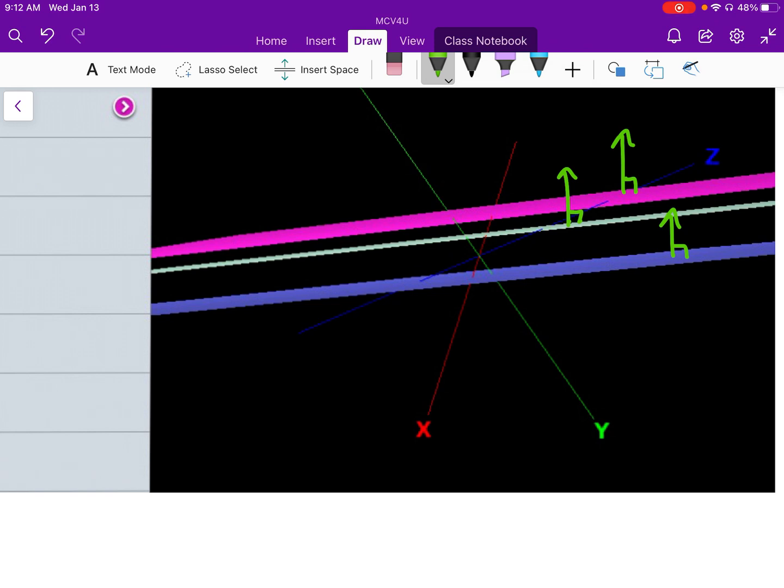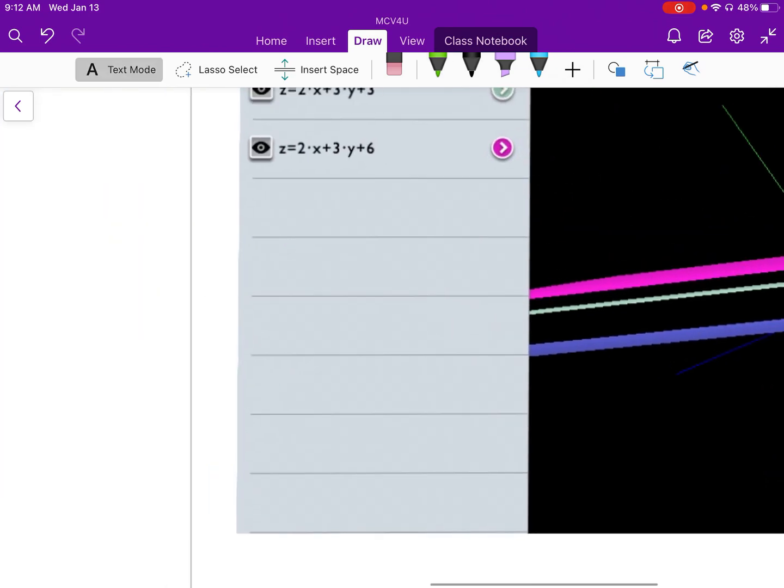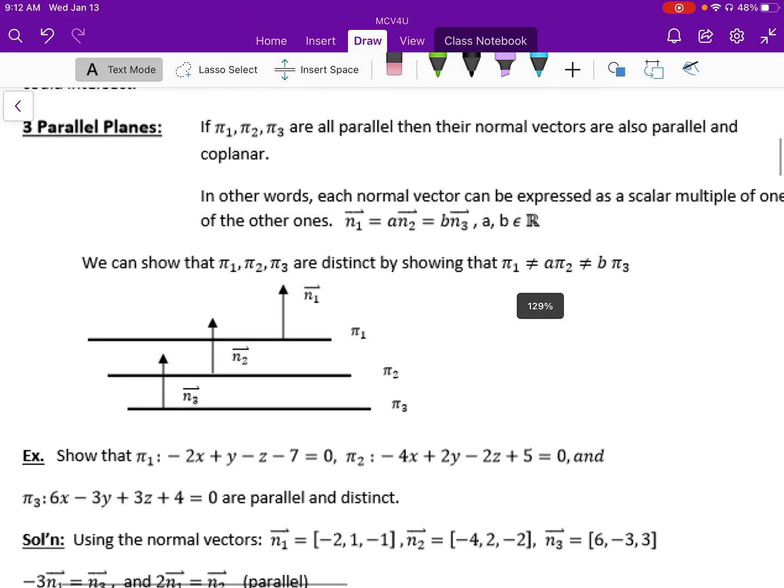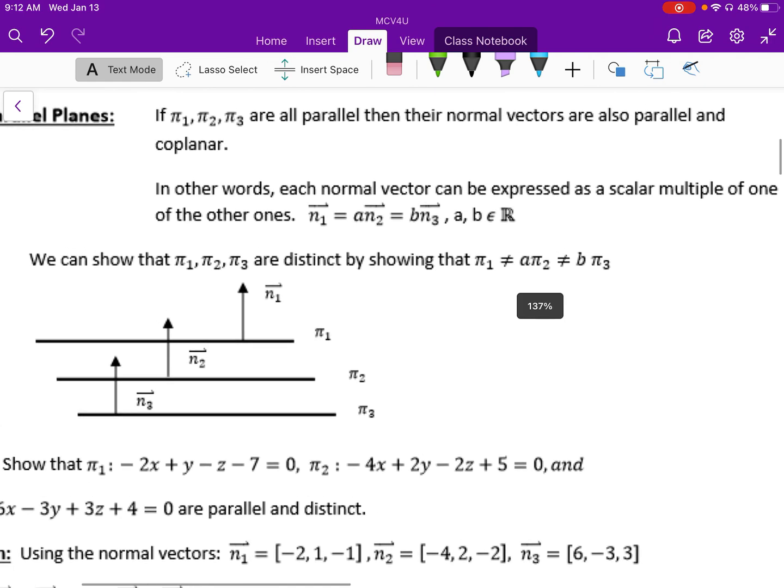Now, you notice for them to be distinct, the planes aren't the same. The d values of the planes will not be scalar multiples of each other. The normal vectors will be, but the d values will not have that same relationship. Again, the word part says the same thing.